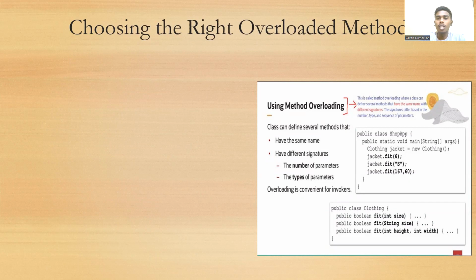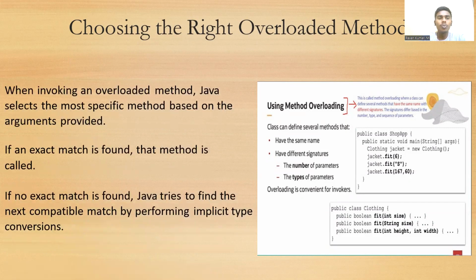Choosing the right overloaded method. When invoking an overloaded method, Java selects the most specific method based on the arguments provided. If an exact method is found, that method is called. If no exact method is found, Java tries to find the next compatible match by performing implicit type conversions.